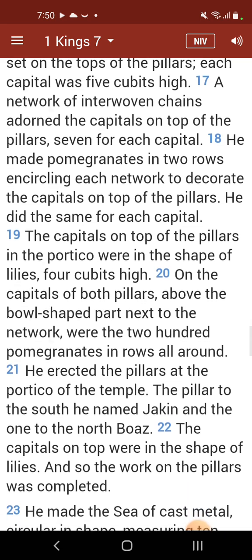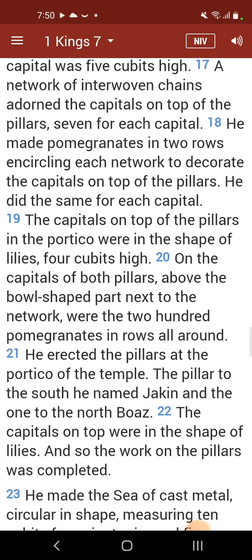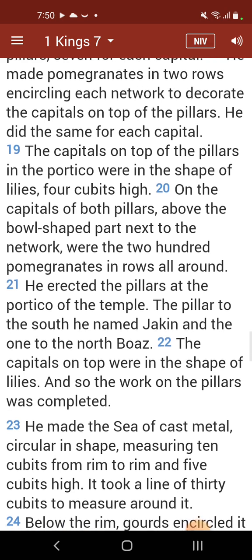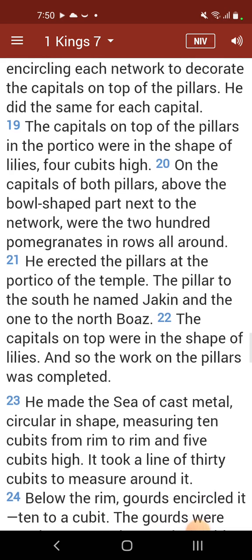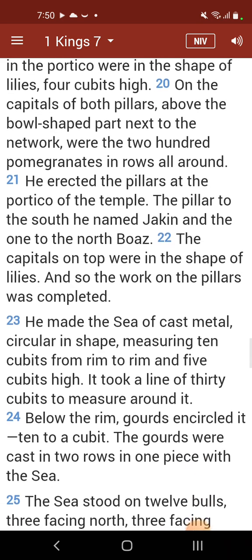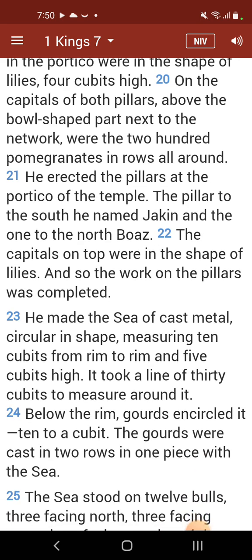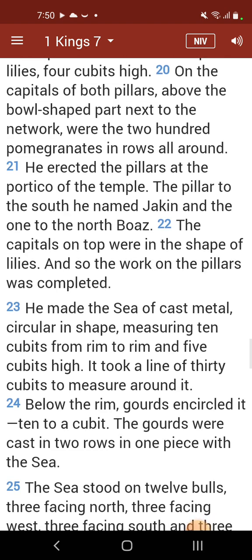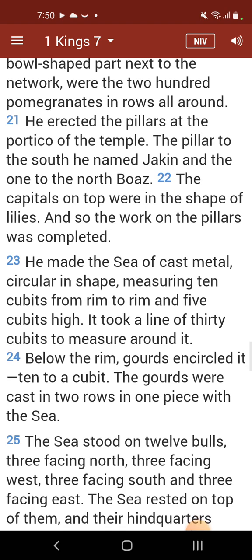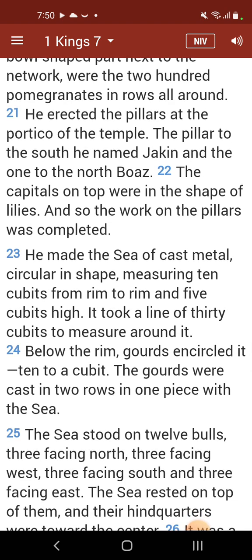The capitals on top of the pillars in the portico were in the shape of lilies, 4 cubits high. On the capitals of both pillars, above the bowl-shaped part next to the network, were the 200 pomegranates in rows all around. He erected the pillars at the portico of the temple. The pillar to the south he named Jachin, and the one to the north, Boaz. The capitals on top were in the shape of lilies, and so the work on the pillars was completed.